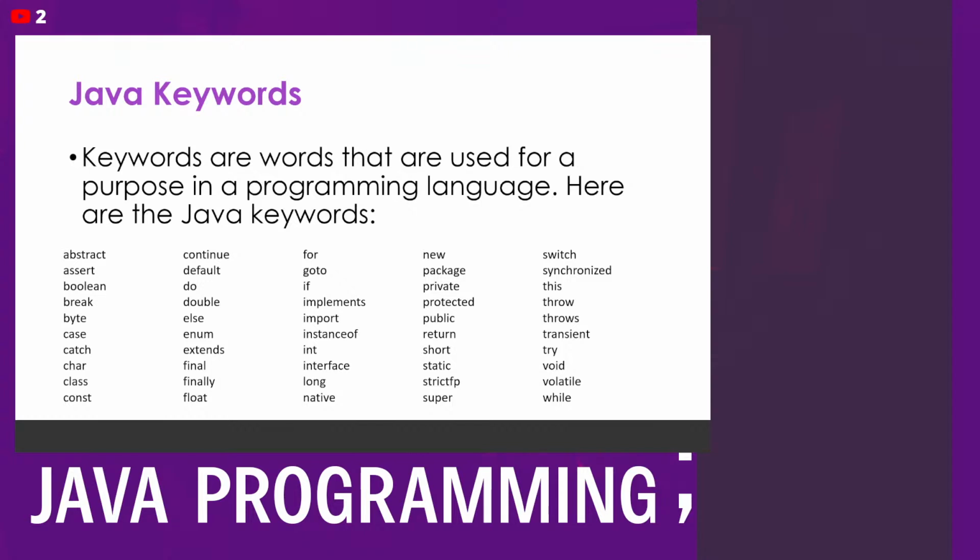And we have the big list of those here: abstract, assert, boolean, break, byte, case, catch, char, class, const, continue, default, do, double, else, enum, extends, final, finally, float, for, goto, if, implements, import, instanceof, int, interface, long, native, new, package, private, protected, public, return, short, static, strictfp, super, switch, synchronized, this, throw, throws, transient, try, void, volatile, and while.